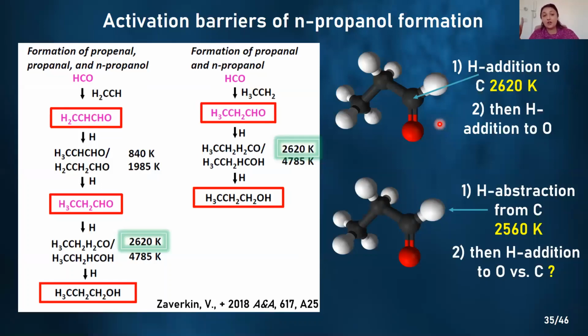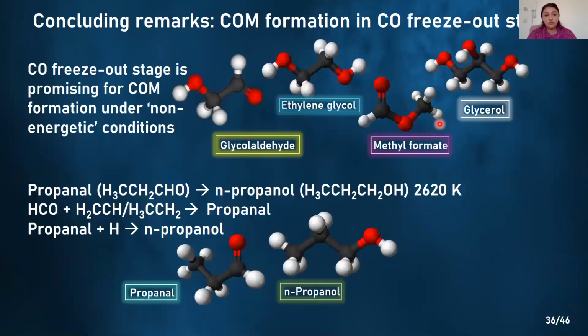Hydrogen is then added to the oxygen before it is added to the carbonyl carbon. So the conversion of propanol to n-propanol could have an even lower activation barrier than 2620 Kelvin. From this work and also from the other studies on the CO plus H reaction network, we see that a number of COMs have the potential to be formed without the input of energetic particles at the low temperature of 10 Kelvin. This includes the formation of propanol and n-propanol, where n-propanol is an astrobiologically relevant molecule.